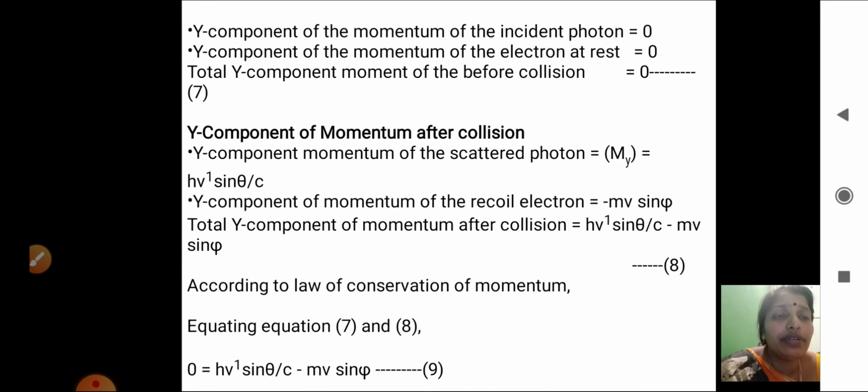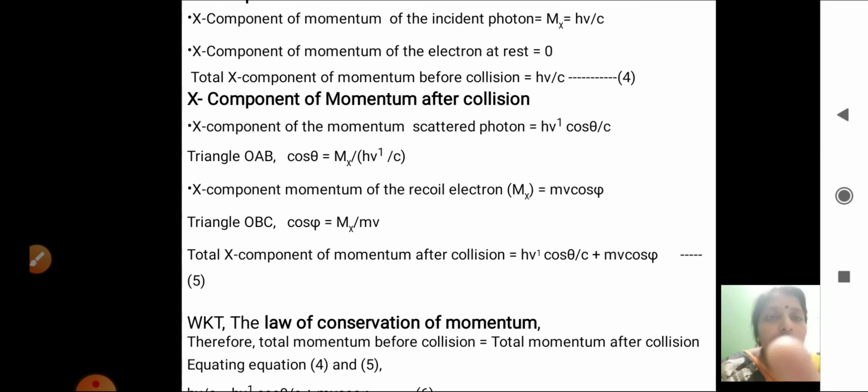Therefore the y component of momentum after collision is in the my direction. This my equals h nu dash sin theta by c. The y component of the recoil electron is minus mv sin phi. The total y component of momentum after collision equals h nu dash sin theta by c minus mv sin phi. You see this figure; identify the y component of momentum after collision.